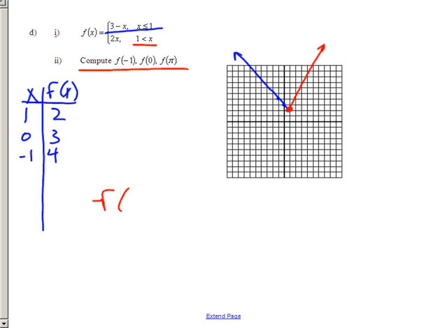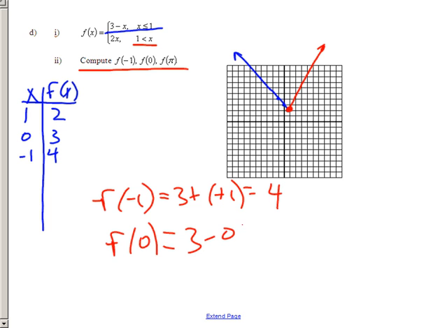F at negative 1. Negative 1 is less than 1, so it's got to go into the top piece. It's 3 minus negative 1, which is 4. F at 0. 0 is less than 1, so it's 3 minus 0, which is 3. F at pi. Pi is greater than 1, so if I plug it in, it is simply 2 pi. Done with that problem.